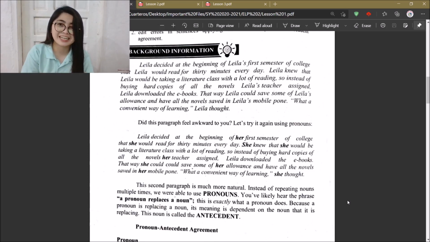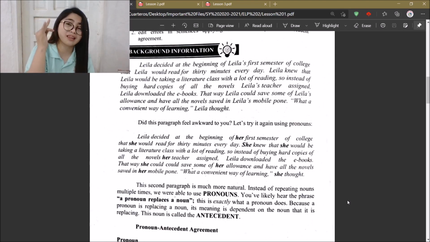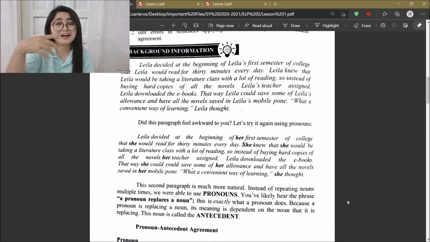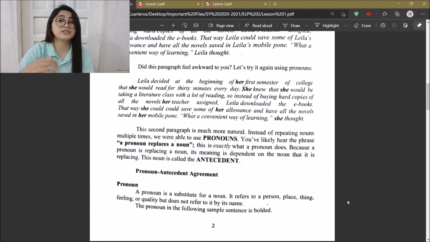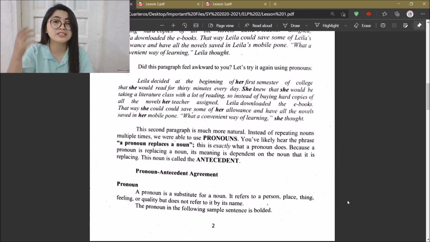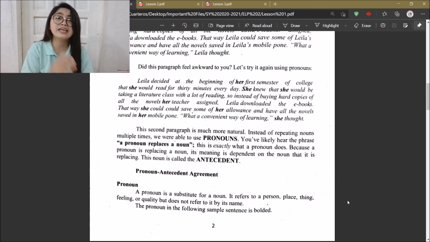Which is, Laila is a noun, right? Laila is anything that is a person, place, thing. So, Laila is a person, so it is a noun. And it is repeatedly used in the paragraph, so it really sounds awkward. So dun papasok si pronoun. Pronouns replace a noun. It substitutes a noun. So tingnan natin yung pangalawang paragraph, yung edited na.